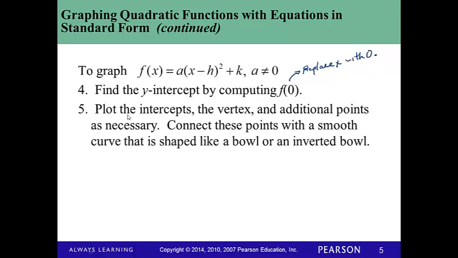And then the last, step 5, would be plot the intercepts, the vertex, and additional points if necessary. Connect these points with a smooth curve that is shaped like a bowl or an inverted bowl. So this is how a parabola should look. It's shaped like a bowl or an inverted bowl.